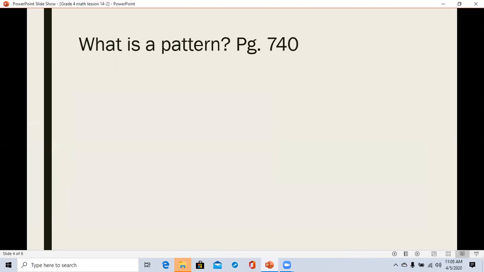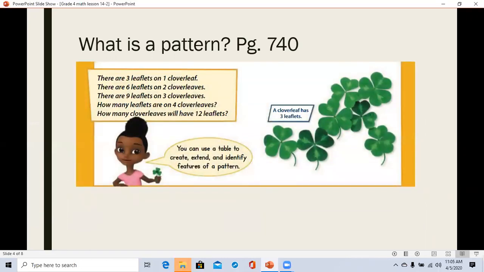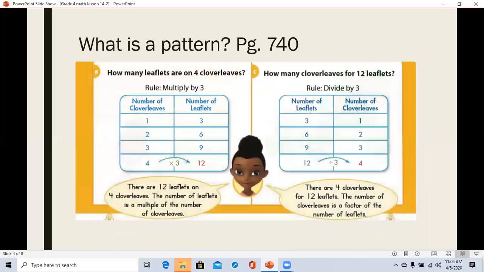What is a pattern? Page number 740. There are 3 leaflets on 1 clover leaf. There are 6 leaflets on 2 clover leaves. There are 9 leaflets on 3 clover leaves. How many leaflets are on 4 clover leaves? And how many clover leaves will there be for 12 leaflets? So I can see that these are multiples of 3. A clover leaf has 3 leaflets. You can use the table to create the content and identify the features.